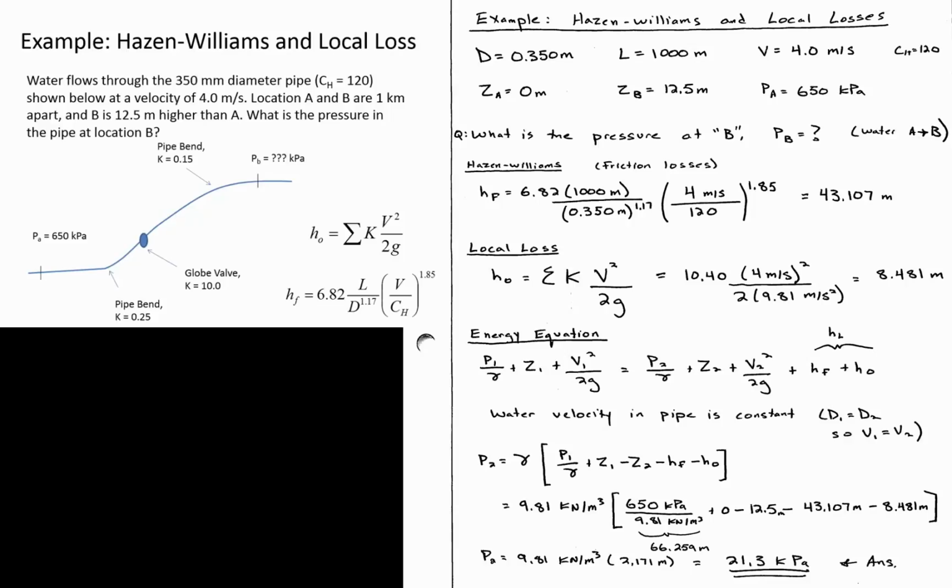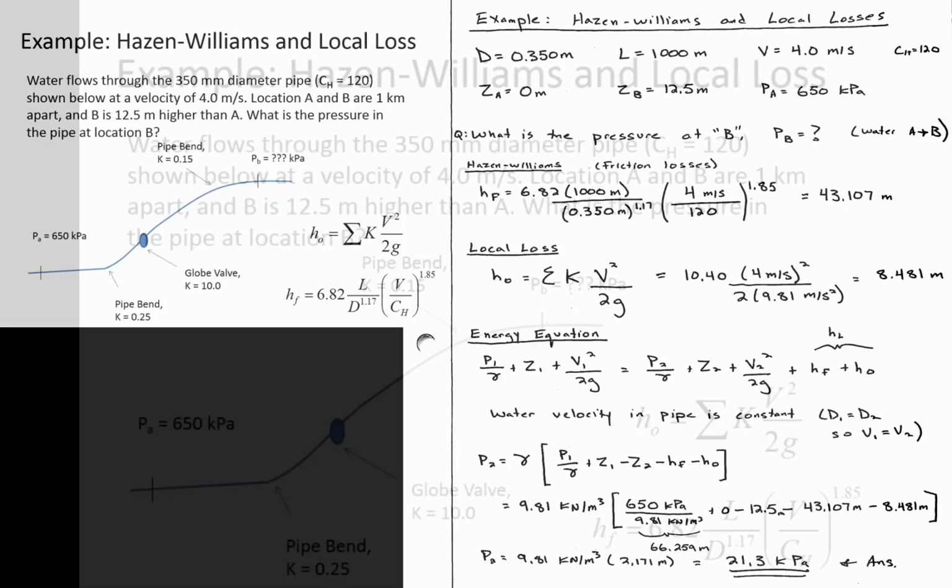Putting in the sum of the K values, 10.4, and multiplying that by the velocity head, we get that the local losses are 8.481 meters. So this is the energy that there was at A: 66.259 meters of energy. We lose 43 due to pipe friction, 8.48 due to local losses, and we lose 12.5 because of the elevation change. And what's left over, there's 2.171 meters of head at B, which yields a pressure of 21.3 kPa.